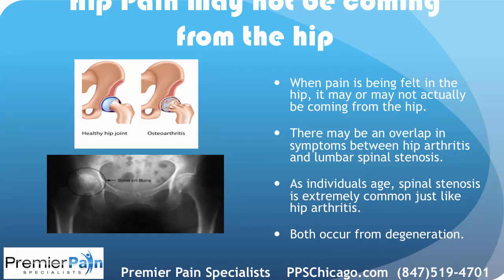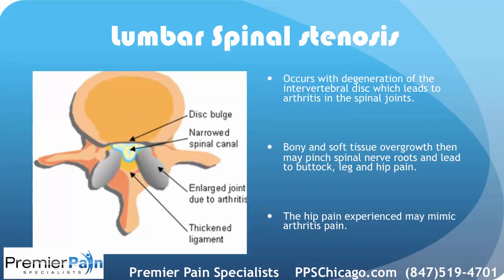When pain is being felt in the hip, it may or may not be coming from a hip joint problem. There can be an overlap in symptoms between hip arthritis and lumbar spinal stenosis. As we age, spinal stenosis is extremely common, just like hip arthritis, and both can occur due to degeneration.